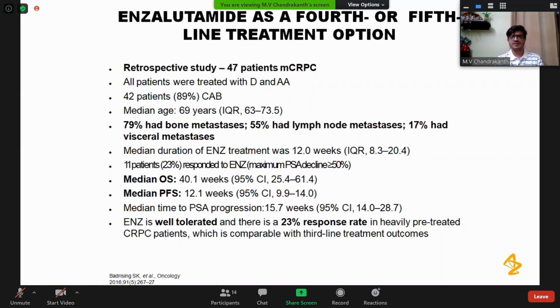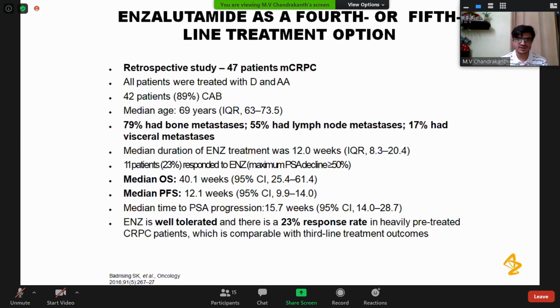Then, because enzalutamide was an expensive molecule before, we also used to use enzalutamide when we had exhausted all treatment options. This is one retrospective study of 47 patients, where all patients were treated with docetaxel and abiraterone. They had complete androgen blockade, and 79% had bone mets, 55% had lymph node mets, and 17% had visceral disease. The median duration of enzalutamide treatment was up to 3 months, a very short duration, and the overall survival was 40 weeks. The PFS was just 3 months, and the median time to PSA progression was 15.7 weeks.